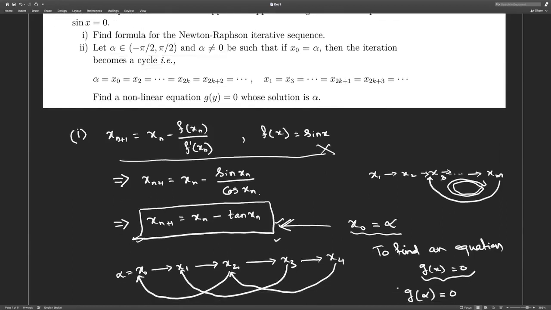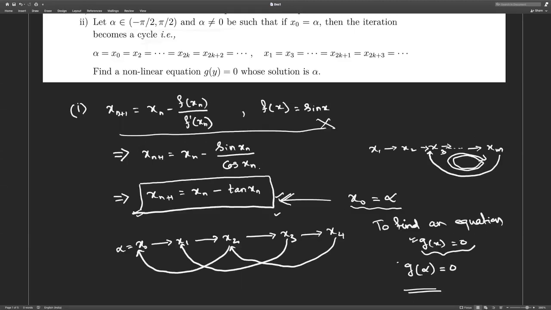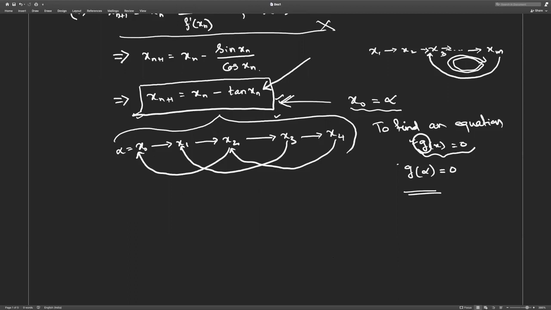It means there is such an alpha. You have to find this equation whose root is alpha. I hope you understand the problem. So what we want to find is, we have to find this function g such that this nonlinear equation has a root alpha. If you start your x naught for this iteration equal to that alpha, then you will get into a cycle of this structure. That is what the problem is demanding. Let us see how to find this equation g of x equal to 0, right?